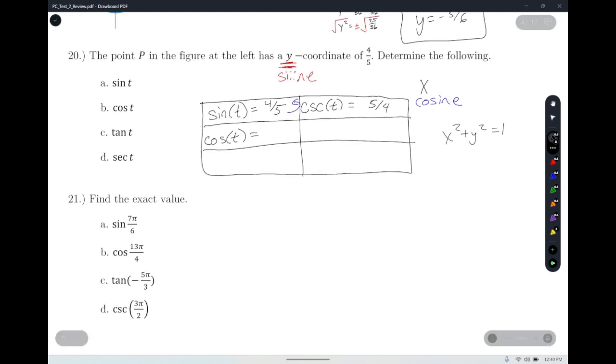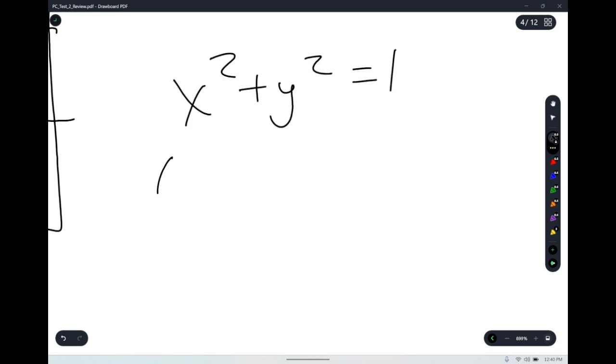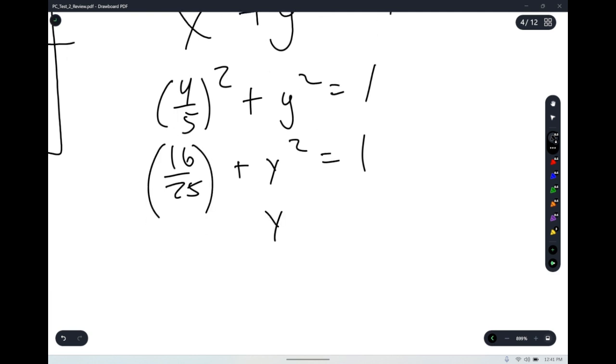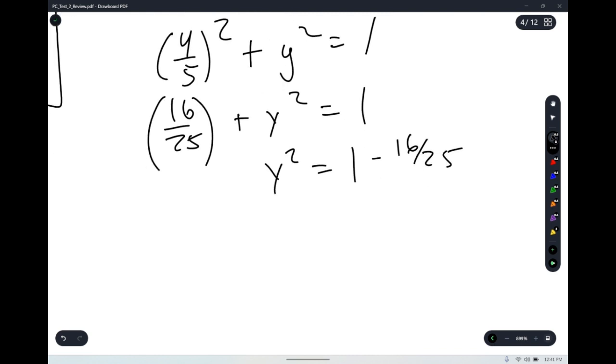I'm hopping in. I'm racing you. 4 over 5 squared plus y squared equals 1. 16 over 25 plus y squared equals 1. Everybody's cool with that step? Y squared equals 1 minus 16 over 25. Everybody's cool with that step? Especially you people watching at home.